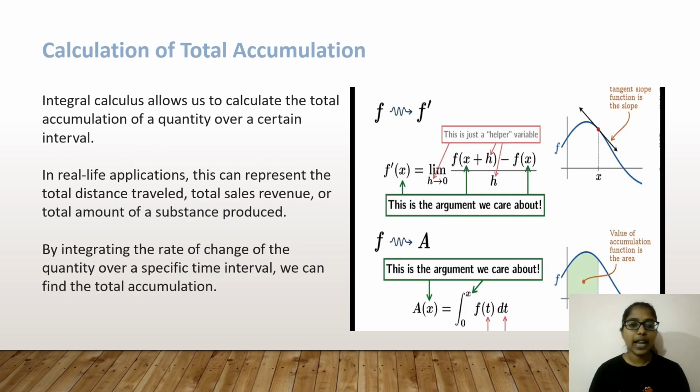Calculation of total accumulation. Integral calculus allows us to calculate the total accumulation of a quantity over a certain interval. In real-life applications, this can represent the total distance traveled, total sales revenue, or total amount of substance produced. By integrating the rate of change of the quantity over a specific time interval, we can find the total accumulation.